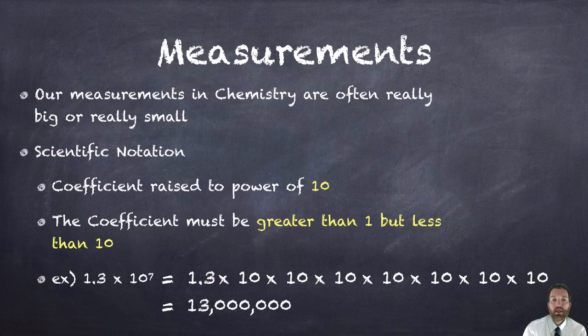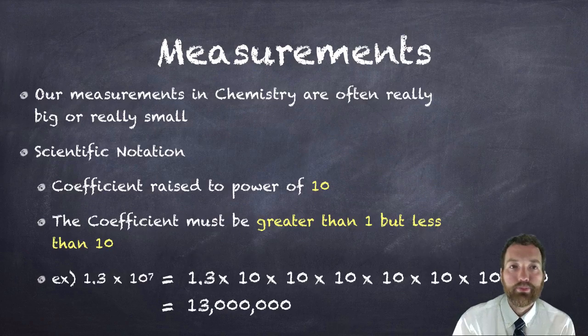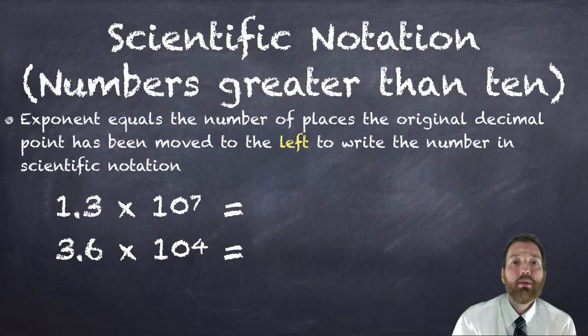Now 13 million may not seem like that big of a number to you, but our numbers, our coefficients, our exponents can get a lot bigger than 7. So scientific notation becomes a necessity at that point. So if I have a number that's greater than 10, the exponent equals the number of places the original decimal point has been moved to the left to write the number in scientific notation.